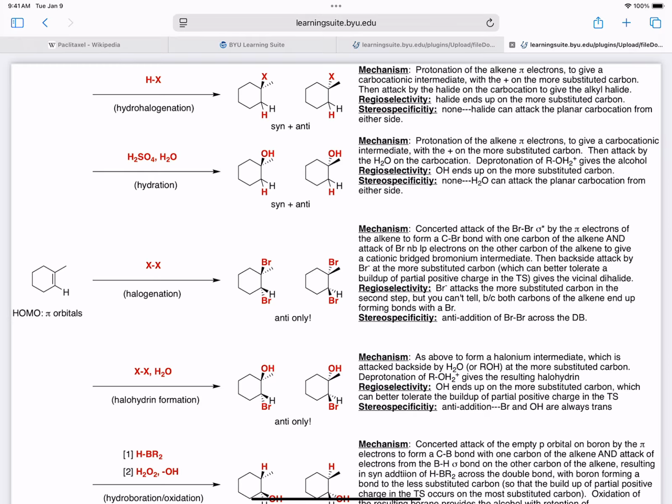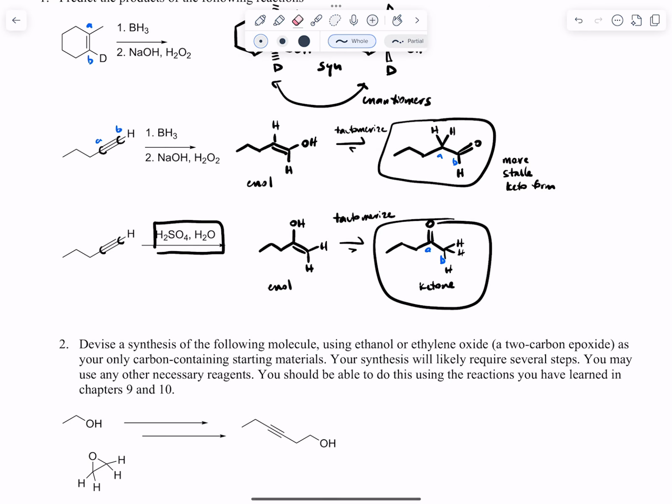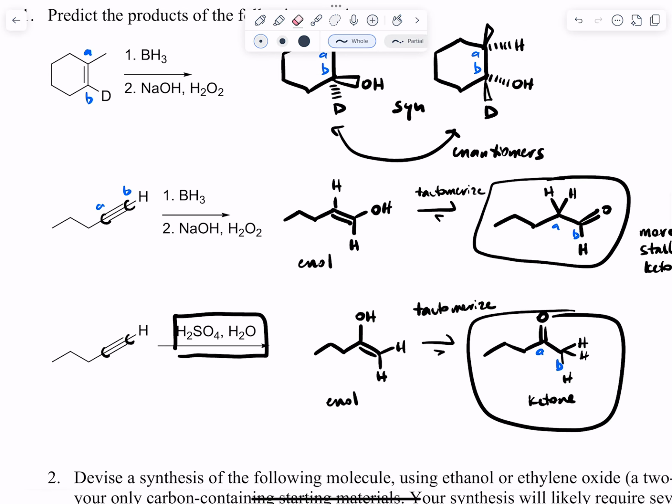The one thing from chapter 10 that's not on this is the alkyne stuff. And we did that really briefly at the end of class last time. I did this because these are reactions that when you take 352, they'll probably expect that you know. And I also did it because it's not that much of a stretch from the corresponding alkene reactions. This one here is alkene hydration under acidic conditions.